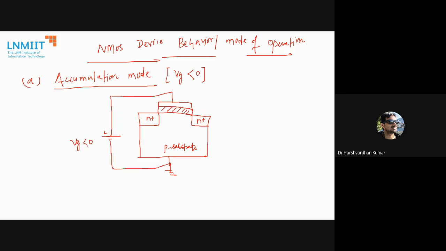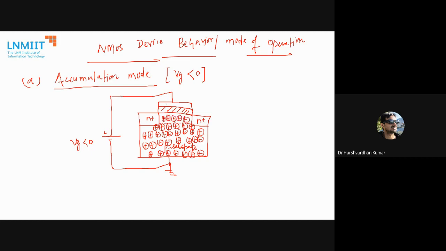So let us talk about this P substrate, right? P substrate means holes will be the majority charge carriers, right? So let us draw the immobile ions here, that is positive. What will happen in that case, we will see. Are you getting my point, whatever I am telling you? And this is the channel, right? So what will happen in that case?